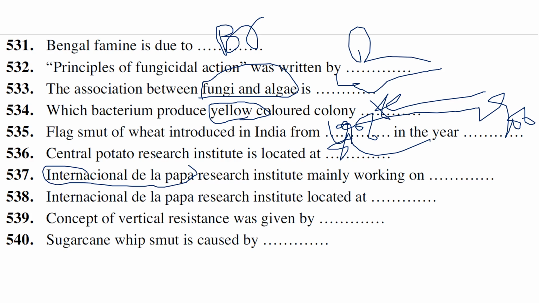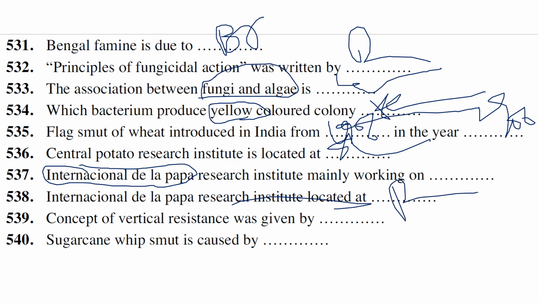The International Center for Potato Research is generally known as International Centro Papa (CIP), which works especially on potato. They are located at Lima, Peru. The International Potato Research Institute is located at Lima, Peru.